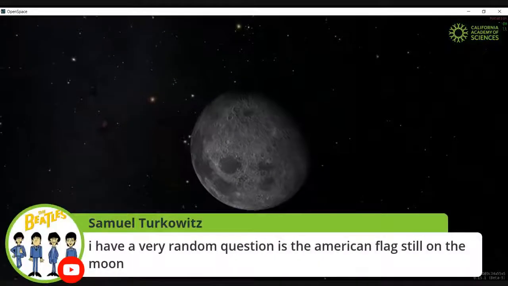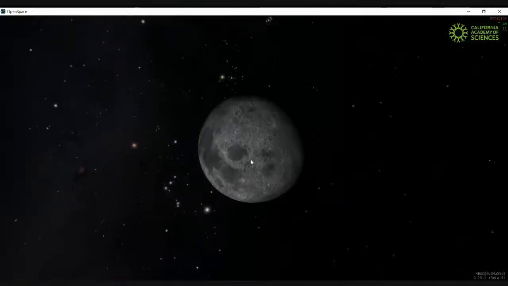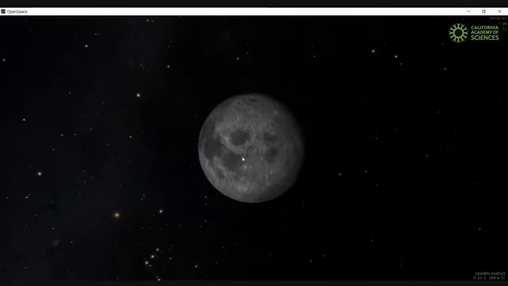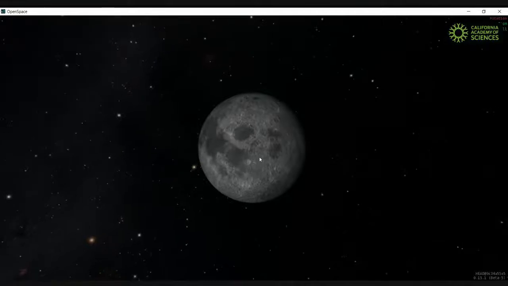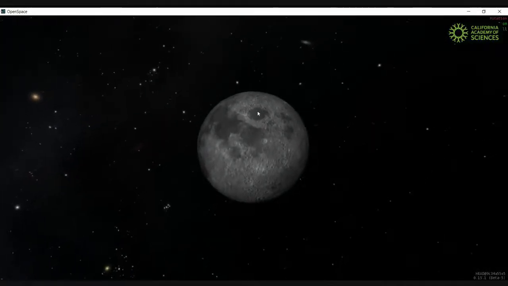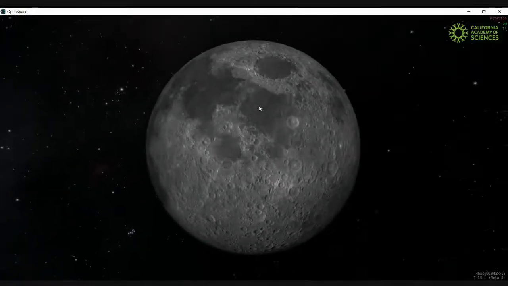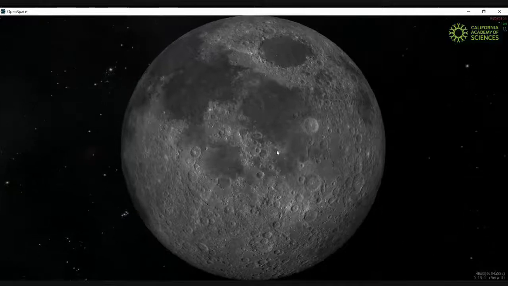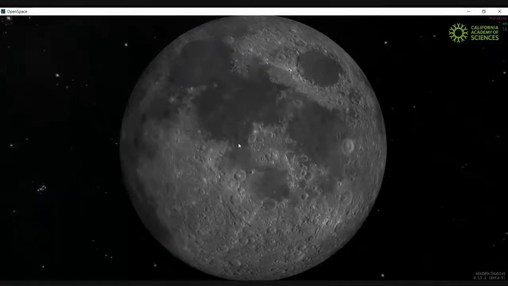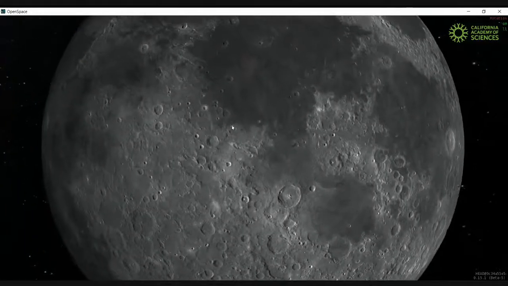We had a question about the American flag. That is a great one. So, is the American flag still on the moon? Yes. I can do you one better, though. There are 6 American flags on the moon. One of them has been knocked over. We know that when Apollo 11 blasted off, they knocked over the flag they had positioned at the Apollo 11 landing site. You can see that right over here.